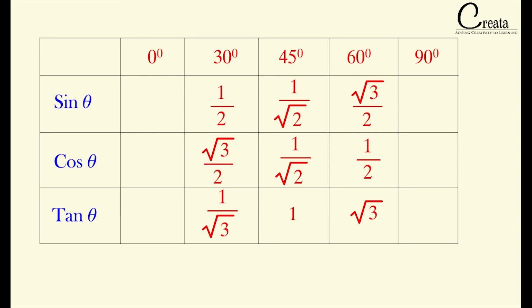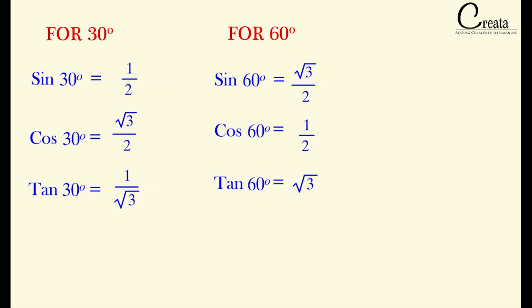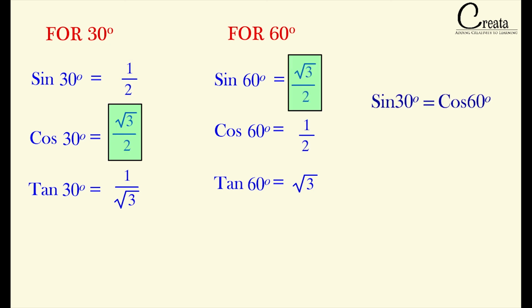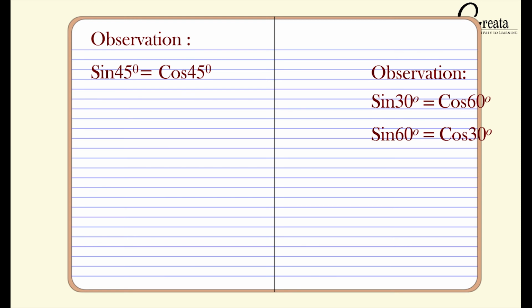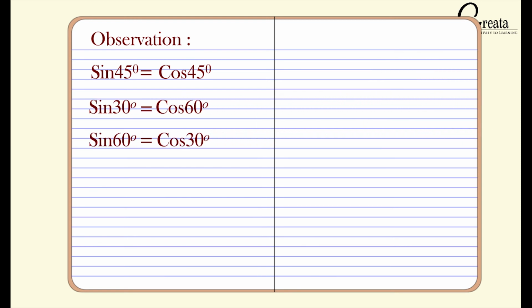So we have calculated trigonometric ratios for 60 degree and 30 degree angle. Let's compare both of them. We found that sin 30 degree is equal to cos 60 degree and sin 60 degree is equal to cos 30 degree. Note this observation separately with the observation that we have seen in the lecture of 45 degree. For the time being, let's keep it separately. We will use it later on.